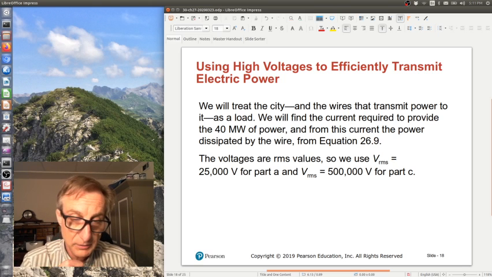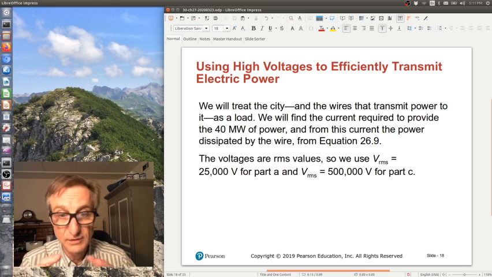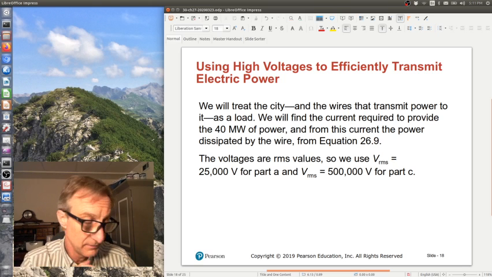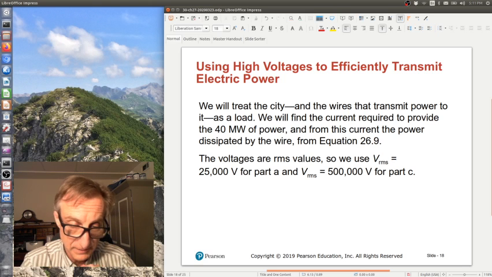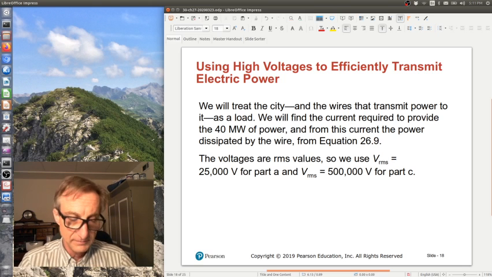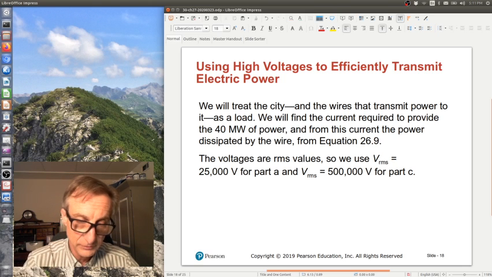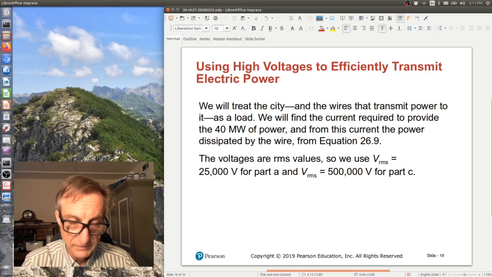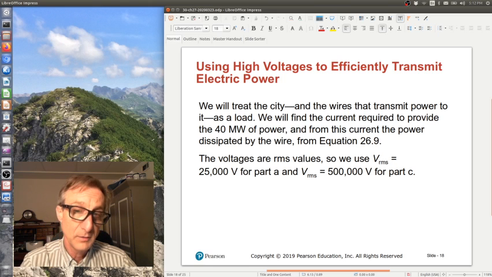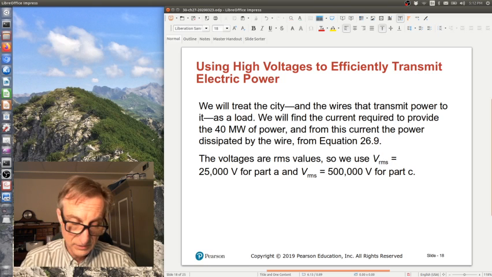And we're going to find the current required to provide the 40 megawatts of power for these two different scenarios, one for 25,000 volt transmission and one for 500,000 volt transmission. The voltages are RMS values, so 25,000 volts is the RMS voltage for the power plant output, and 500,000 volts is the RMS voltage for the transmission lines. To summarize the question then, what is the difference between transporting the 40 megawatts of power over a 25,000 volt transmission line and a 500,000 volt transmission line? Do we gain efficiency, and if so, what is it?